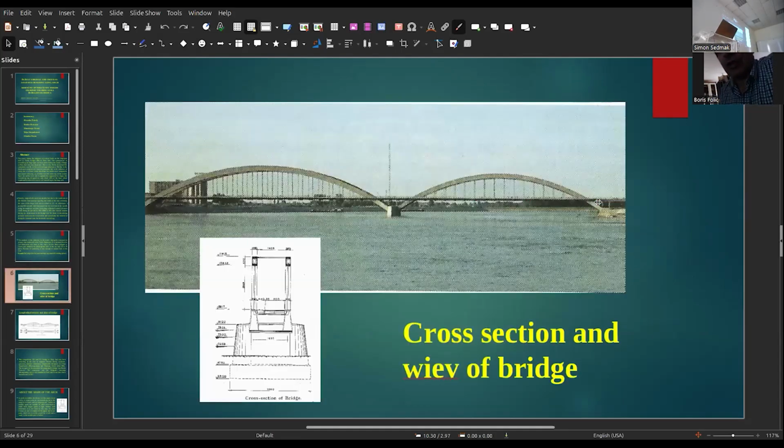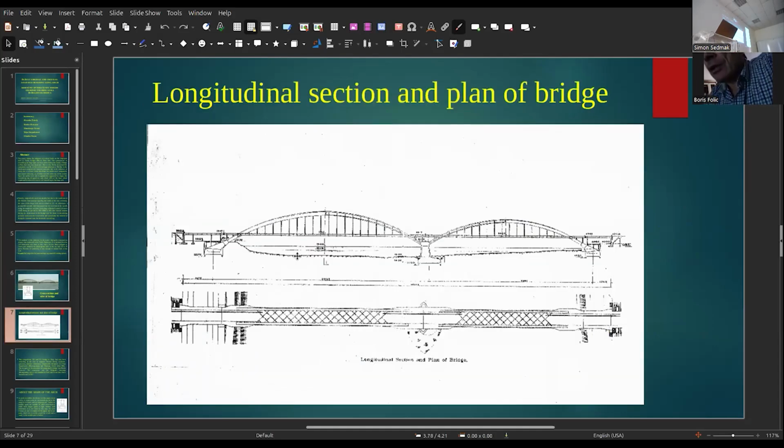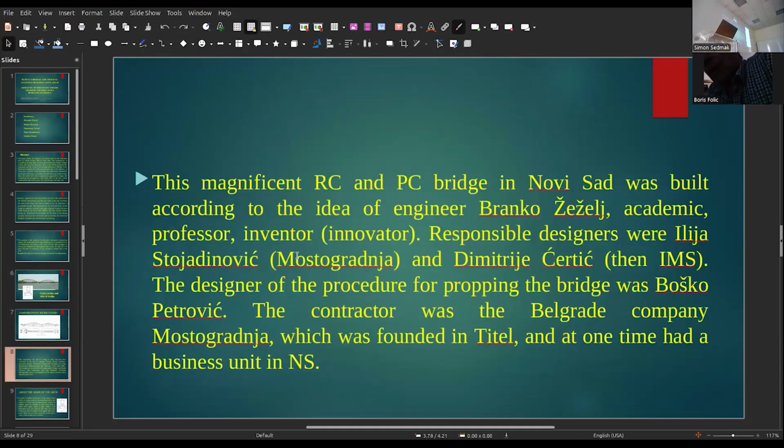This is the cross-section view of the bridge. This is the cross-section, and the arch is hollow, but this is the longitudinal section and plane of the bridge. This magnificent RC and PC bridge in Novi Sad was built according to the idea of engineer Branko Žeželj, academic professor, inventor, innovator. The responsible designers were Ilija Stojadinović, Mostogradnja, and Dimitrije Ćertić, IMS Institute. The designer of the propping of the bridge was Boško Petrović.